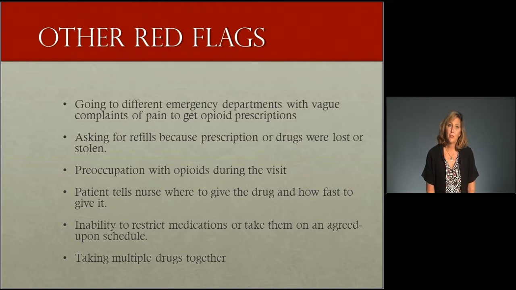A preoccupation with their opioids during the visit. Instead of trying to find out more about their disease process or their injury, they keep asking about the drugs that they're going to get. I love this one. Patient tells the nurse where to give the drug and how fast to give it. All right? Give it in this IV because it's closest, and give it as fast as you can give it, and don't dilute it. All right? That's usually not meaning they're looking for pain management as much as they're looking for the high of the drug when we give it. Those are some things we look at.